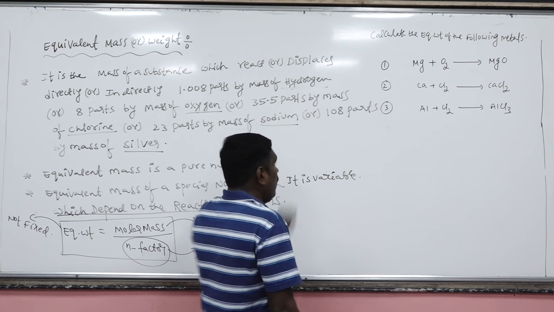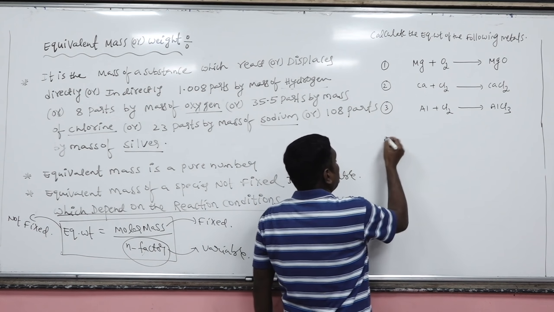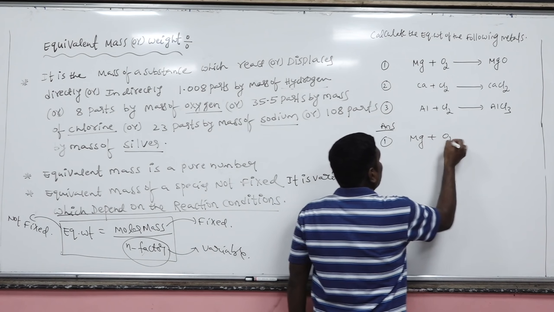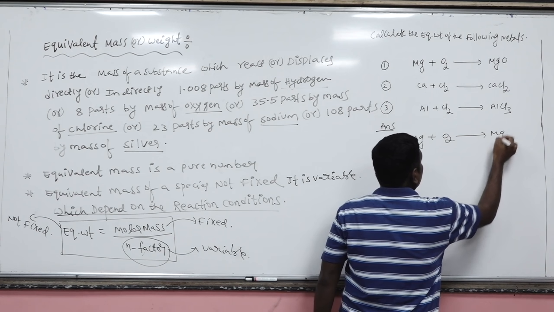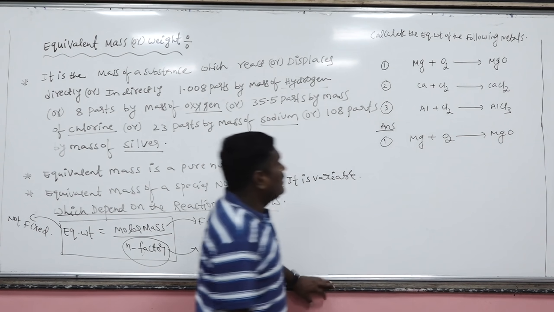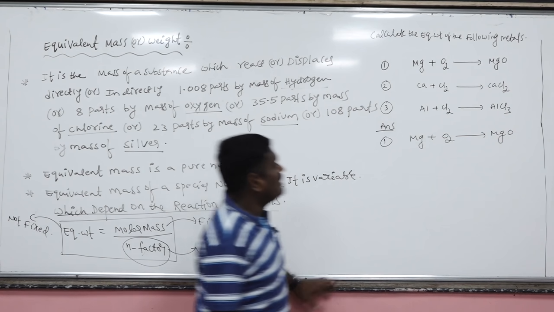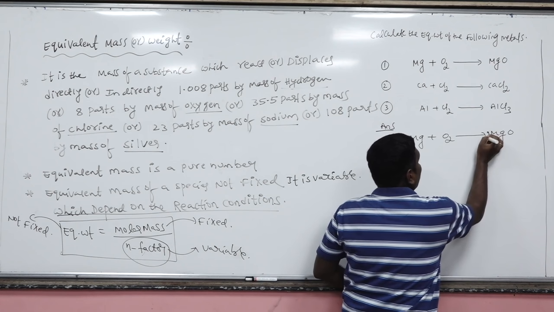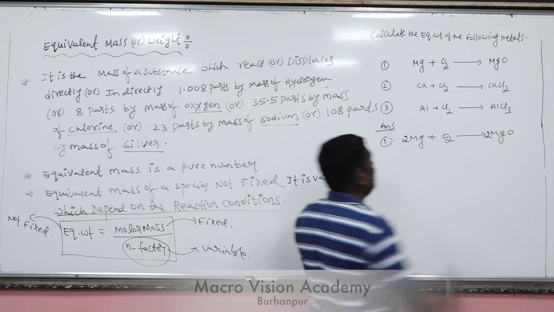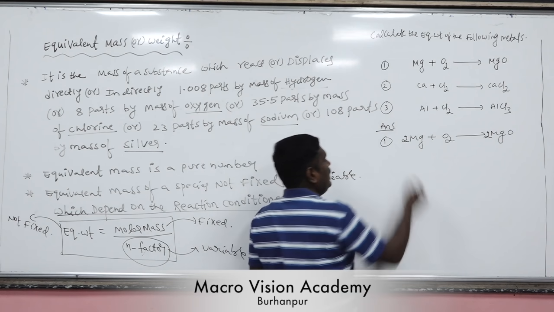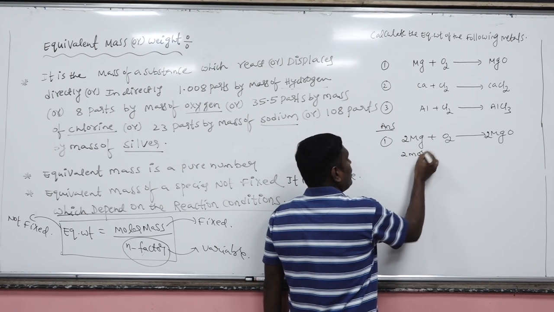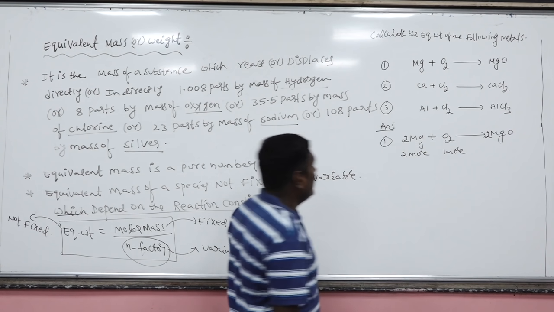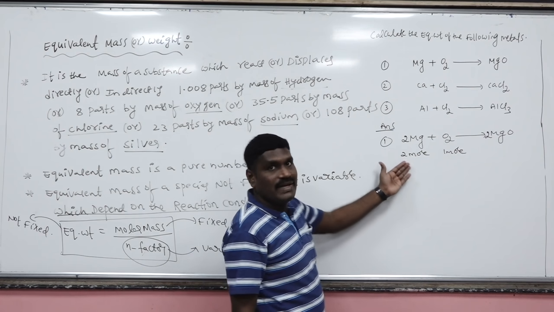Now you see, in the first question, magnesium combined with oxygen to give magnesium oxide. Yes or no? Now this reaction is not balanced because here oxygen atoms are 2, here only one oxygen atom is there. So I am balancing the equation first of all. Yes or no? Now it is the balanced equation. Now see, how many moles of magnesium? 2 moles. How many moles of oxygen? 1 mole. By the unitary method, we can calculate the equivalent weight of the magnesium.